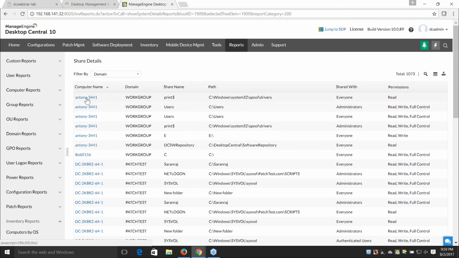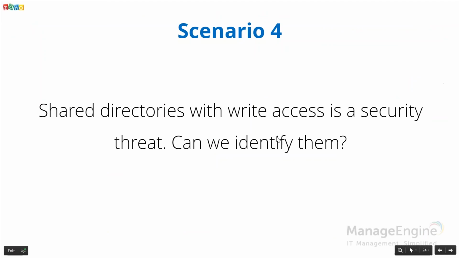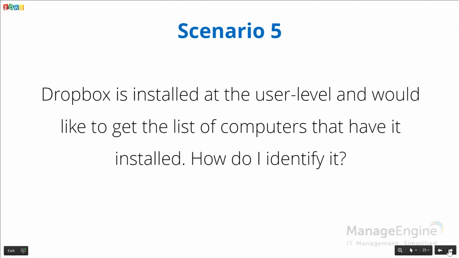You can just go to the reports and click on the inventory reports, and you can see the shared details, where you can see all the information about the username, the computer name, and what kind of share permission you have provided, whether shared with everyone or a specific person, and what its permission level is. So you also have an option of exporting it to PDF format to have it as a report.